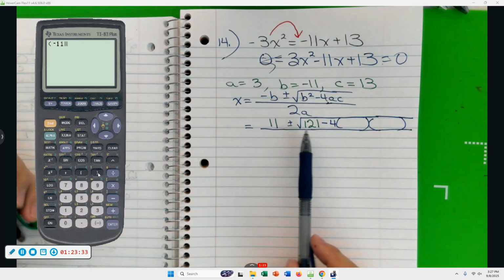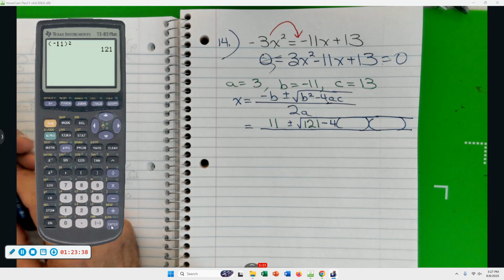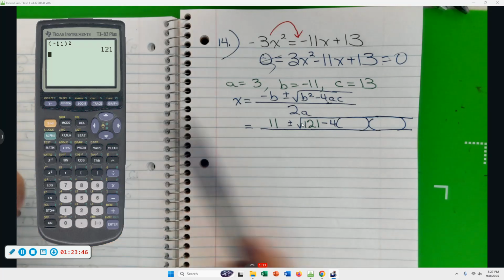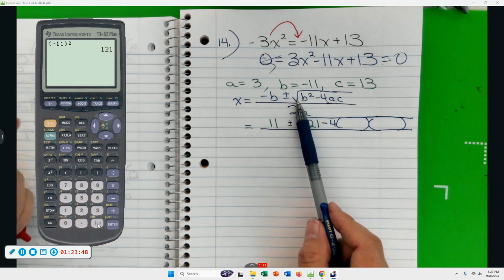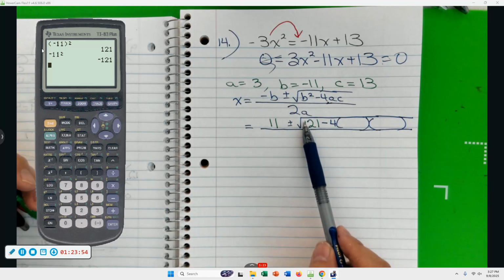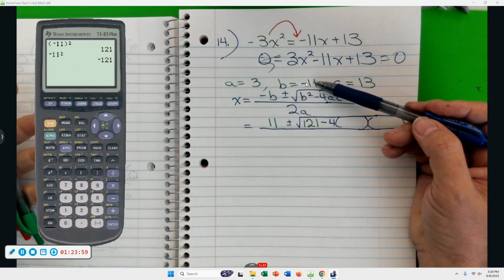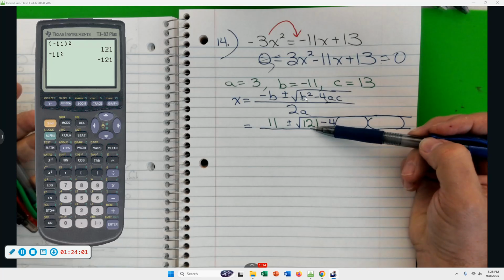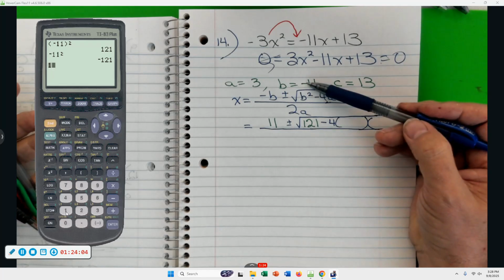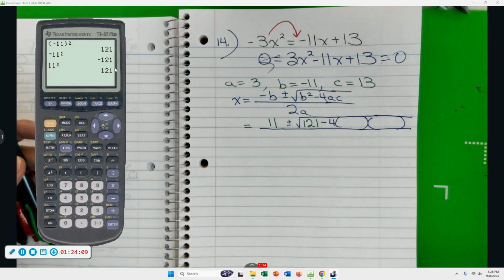And I want to go back to this 121 once more. You'd probably be surprised how many students have problems and get the answers wrong, and they're emailing me. The problem is that they're punching in negative 11 squared incorrectly, getting a negative 121. So once again, my advice: whether b is positive or negative, when you square it, it's going to be positive. So just ignore the negative. Square the 11. 11 times 11 gives us 121.